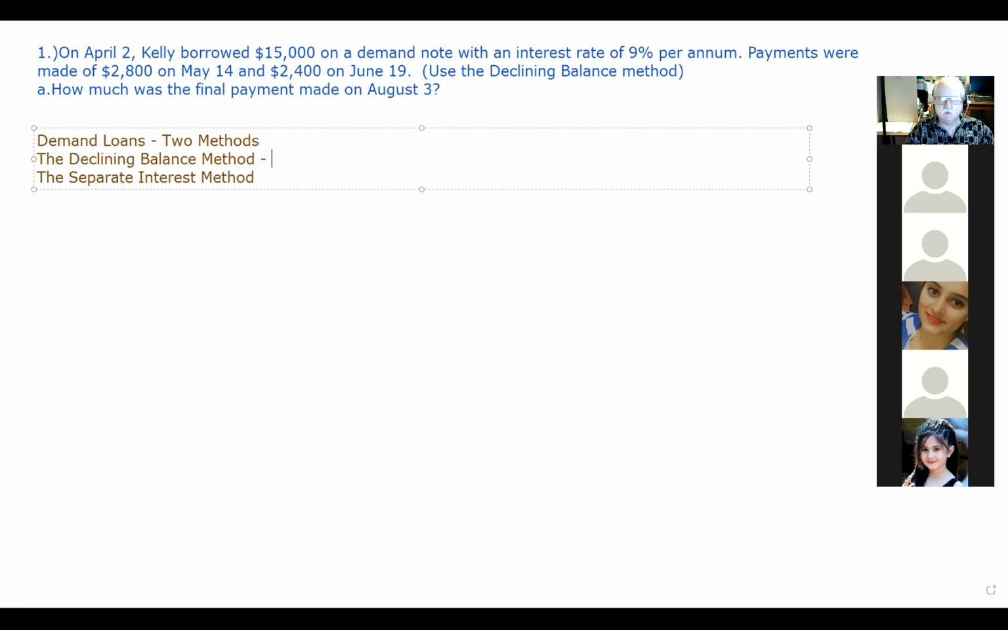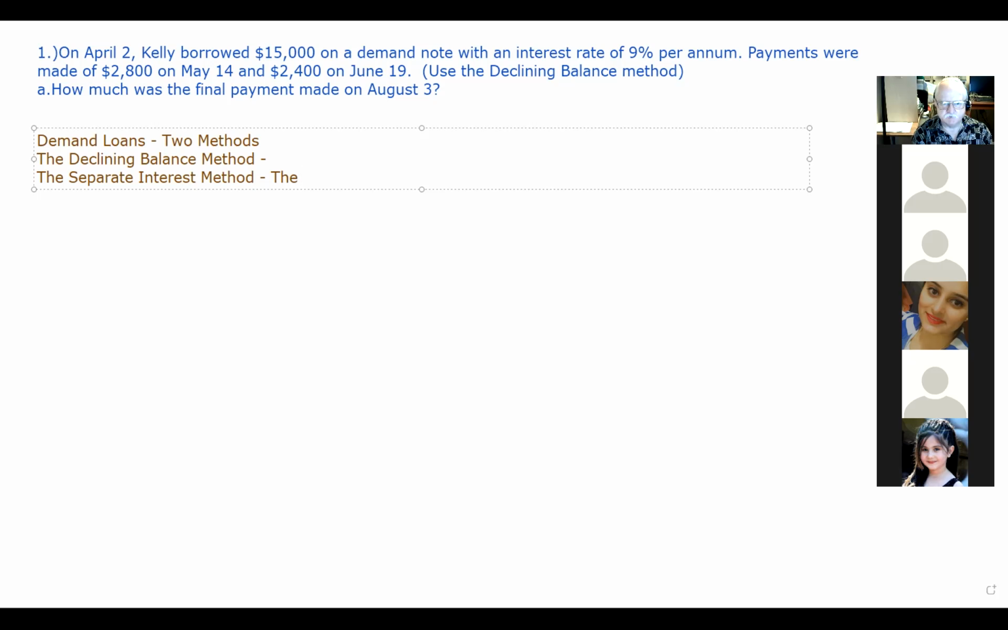So when we're dealing with demand loans, a demand loan is a situation where some individual has borrowed money from a bank. And there can be two situations here. Either the individual has a bank account at that bank, or the individual does not have a bank account at that bank. I don't know why the bank loaned the money if they don't have a bank account there, but apparently that's possible.